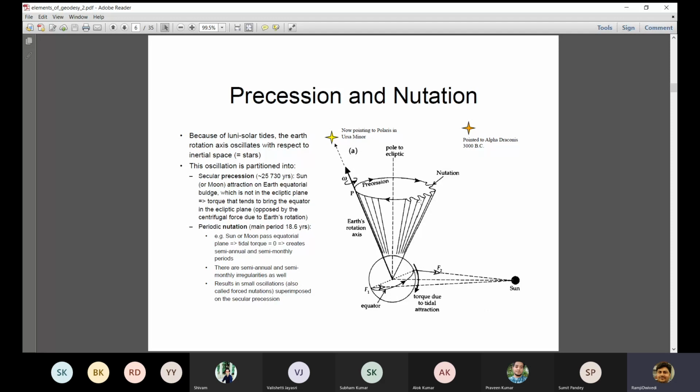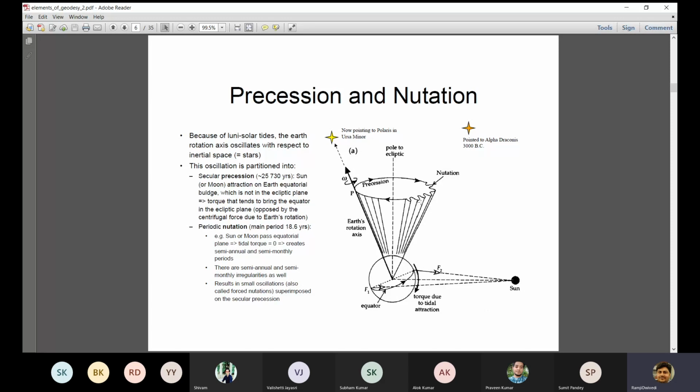So because of lunisolar tides, the Earth rotation axis oscillates with respect to inertial space. These oscillations you can only feel when you are outside the Earth, in space, visualizing the rotation, and an imaginary rotation axis coming out of the North Pole.